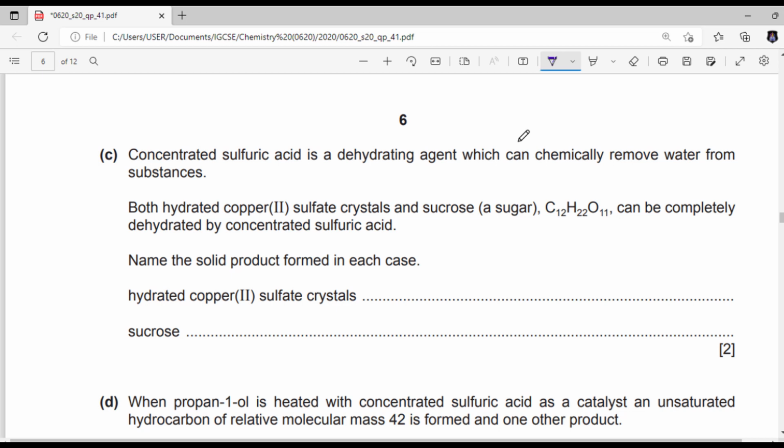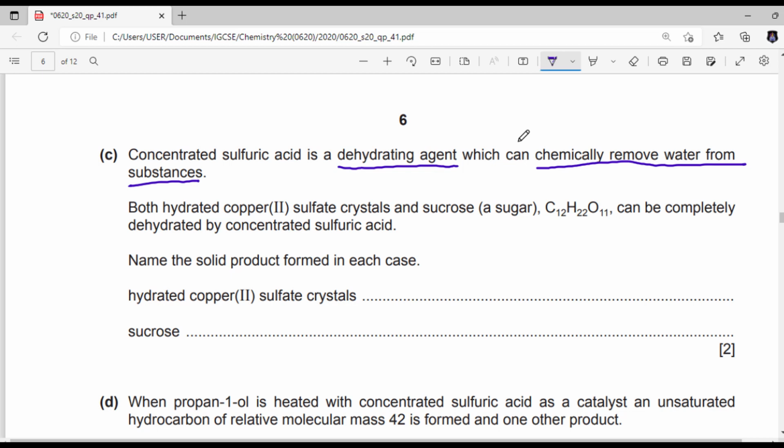So let's underline the keyword here, dehydrating agent. And what does the dehydrating agent do? It removes water from substances. And it does not just remove water, it removes water chemically from a substance, water molecules from the structure of a compound, which means that at the end of the day, that compound can never remain the same. A new substance will be formed, because dehydration is a chemical change.